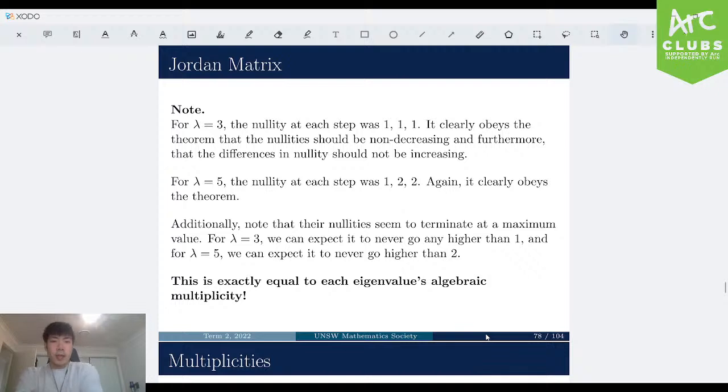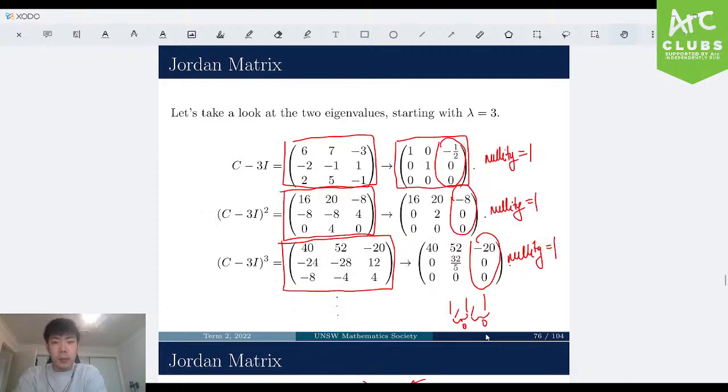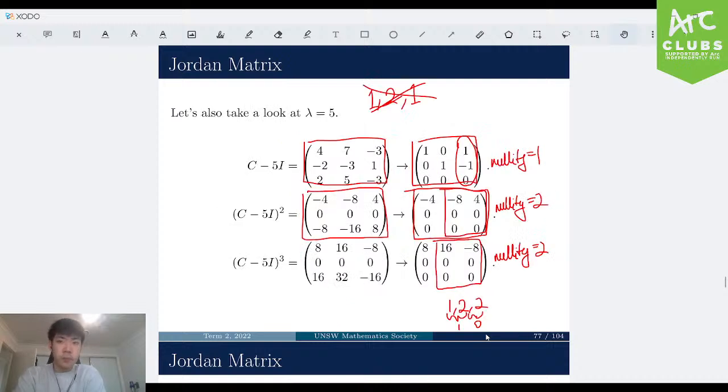Now, additionally, note that these nullities seem to be terminating at some particular value. For example, for the lambda equals 3 case, the sequence was 1, 1, 1. By our gut feeling, we should expect it to continue to be 1 forever. For lambda equals 5, the sequence was 1, 2, 2. Again, just by guessing or hypothesizing, we can guess that it will continue to stay as 2 forever.